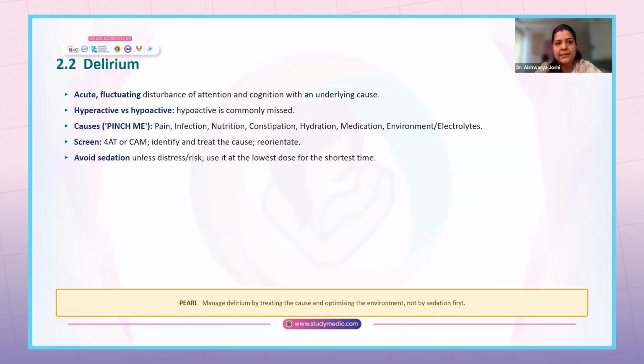Okay, let's start with delirium. Delirium refers to acute fluctuating disturbance of attention. It's a global dysfunction and it has an underlying cause, or you can say a trigger. Delirium in elderly can be hyperactive as well as hypoactive. Hypoactive is typical in elderly. Now the causes have a mnemonic. It is PINCH-ME. Pain, infection, nutrition, constipation, hydration, medication, environment, electrolytes.